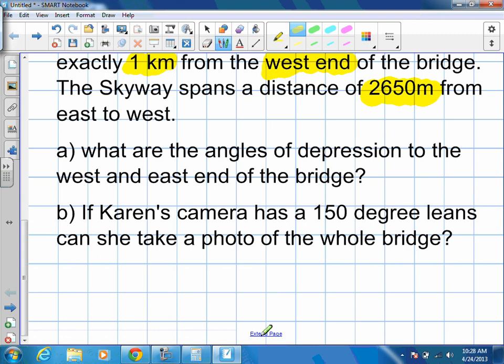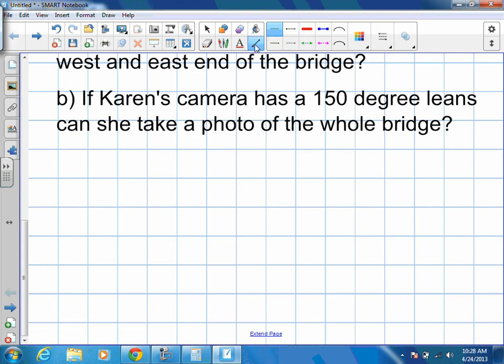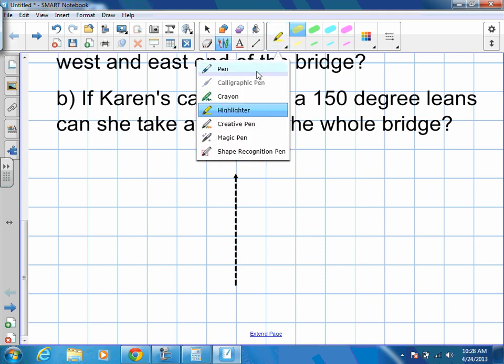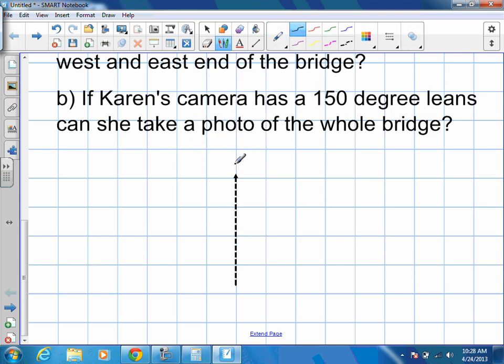Okay, so let's recall. Karen was in a helicopter, how high above the ground? That's right. So it was 720 meters above the ground, this helicopter. So we have a circle. Anyways, we got our helicopter, and we know that it is 720 meters above the ground, or above the bridge specifically.